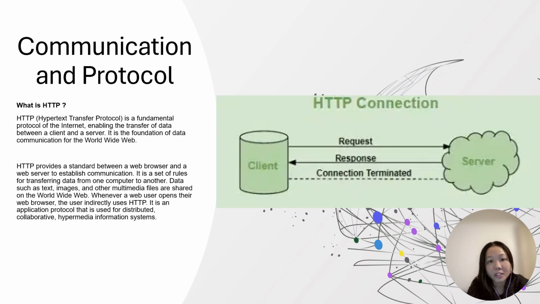Client sends an HTTP request. The client initiates the process by sending an HTTP request to the server. This request includes a request method, the target URI, headers, and an optional request body.